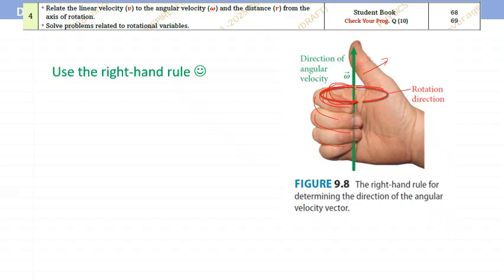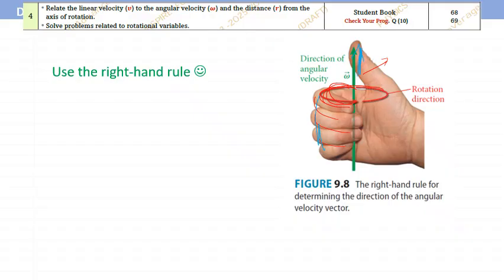Again, the rule: to find the direction of angular velocity, you hold your forefinger in the direction of rotation, and the thumb will give the direction of the angular velocity. So the easy way: counterclockwise is upward and clockwise is downward. That is the easy way to remember.